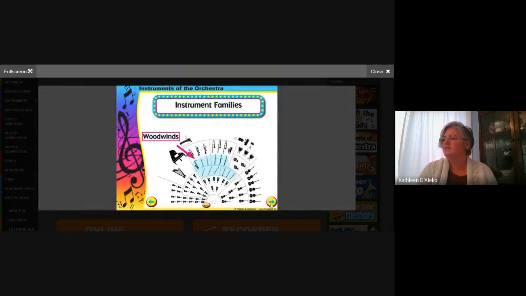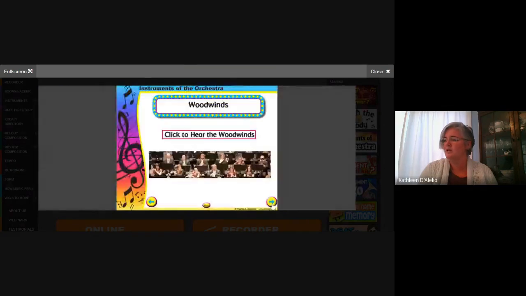Okay, the next family we're going to look at is the woodwinds. There are a lot of woodwinds in our story, Peter and the Wolf. They sit in the middle section of the orchestra, here shaded in blue. These are the woodwinds. Let's hear the woodwinds.